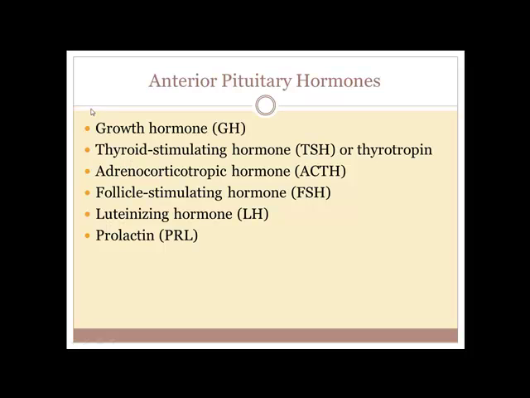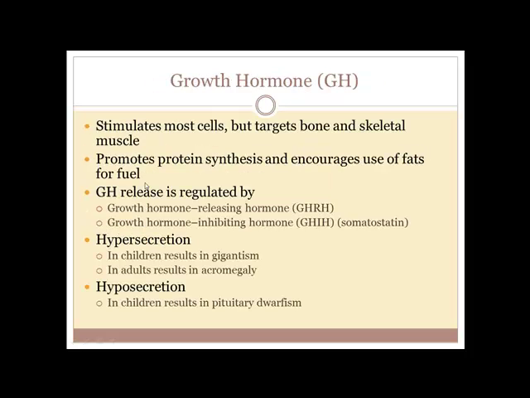So the anterior pituitary hormones are growth hormone, thyroid stimulating hormone, adrenocorticotropic hormone, follicular stimulating hormone, luteinizing hormone, and prolactin. So first and foremost, what we're going to talk about is growth hormone. Growth hormone does just what it says. It stimulates growth. It's going to stimulate most cells, but specifically bone and skeletal muscle, and it's going to promote protein synthesis, and it's going to encourage the use of fats. Think of that statement right there. It stimulates protein synthesis and encourages the use of fats as fuel.